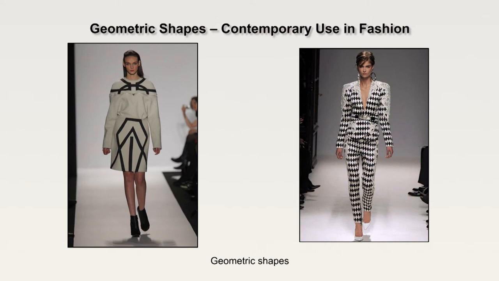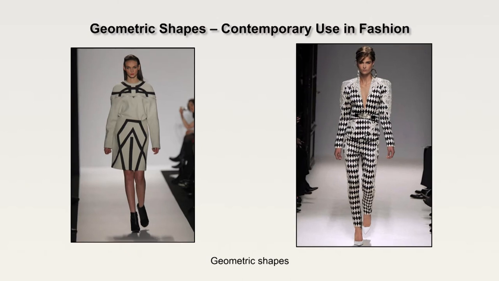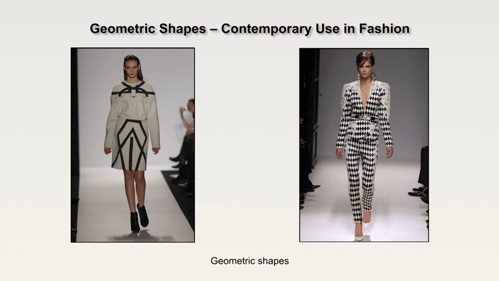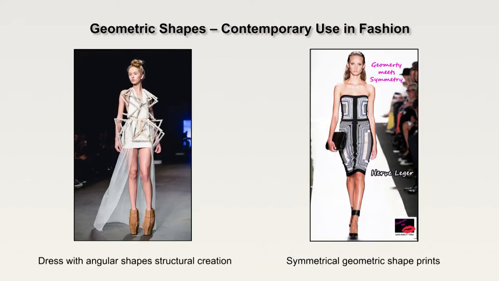Shows an Aaron Coleman dress with the usage of geometric shapes. Also on the right is an interesting black and white dress in geometric shapes. The picture on the left is an example of architectural fashion design dress with angular shapes and structural creation. On the left is a much more wearable design.